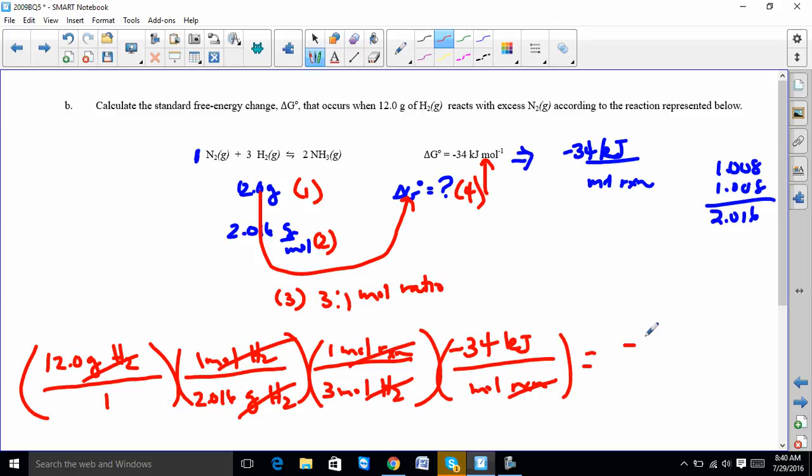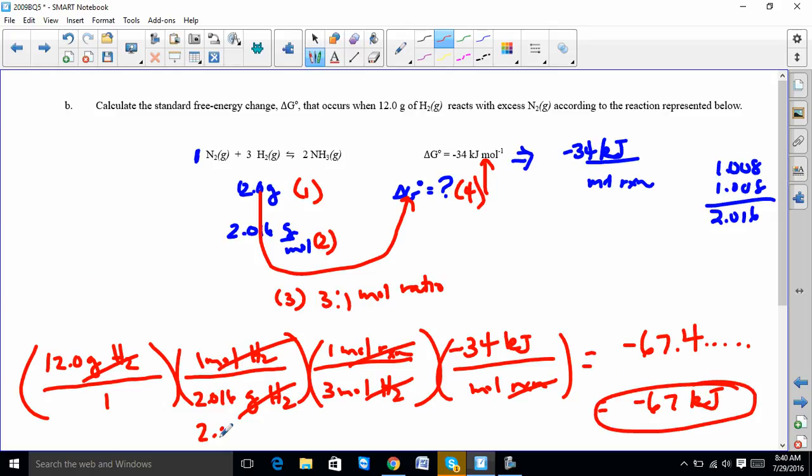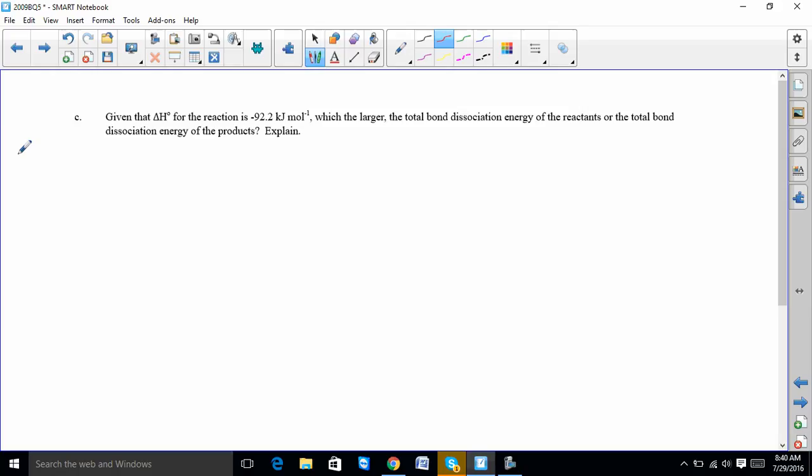Interesting, I do this on the calculator, you get 67.4 something. This has 3 sig figs, this has 4, the counting 2, and so I have negative 67 kilojoules here. If you look at the scoring guidelines, it will say 68, but they use 2.0 here. Different sig fig rule, I don't know why, but because the rule is when you add, you count decimal places. My answer is right.